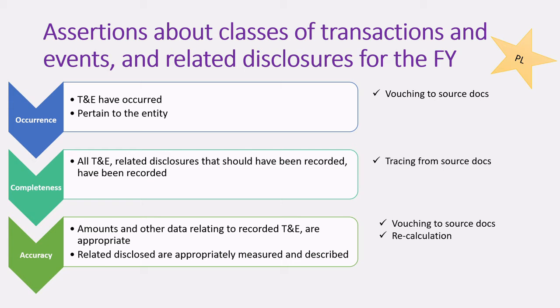The first assertion is occurrence. That means the transactions and events have occurred and pertain to the entity. For example, if there is a sales transaction recorded, management asserts that this particular sales transaction has actually occurred during the period and that it relates to our entity. Normally, to verify this, we do vouching to source documents.